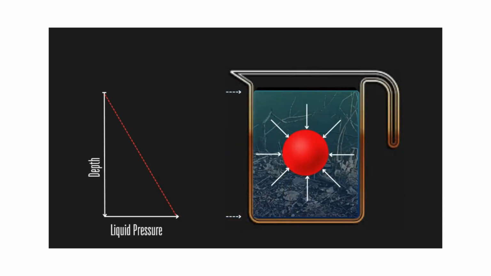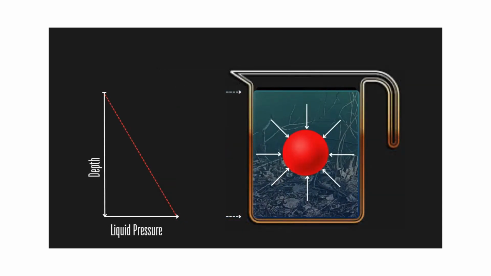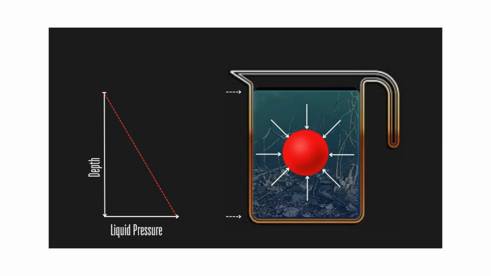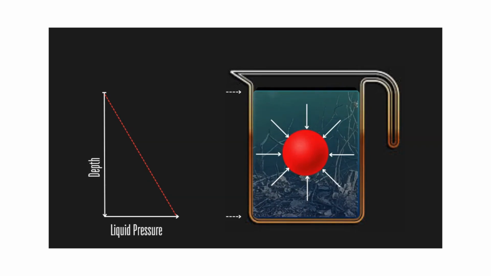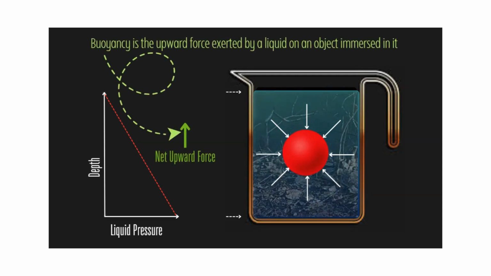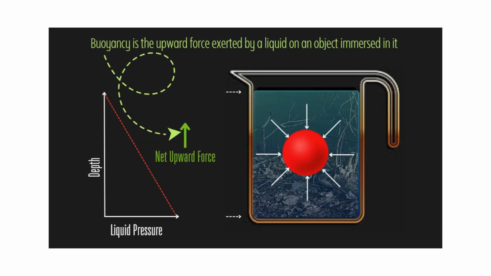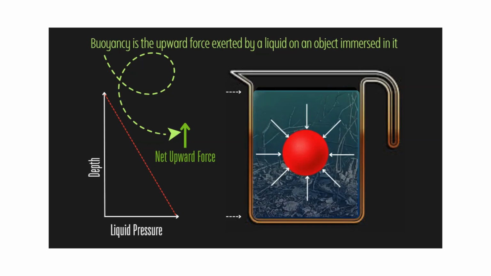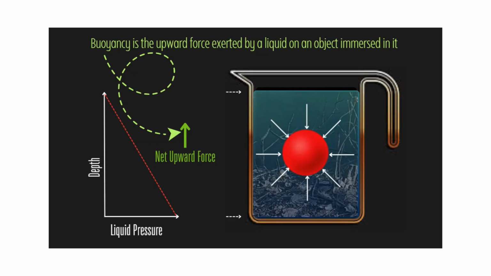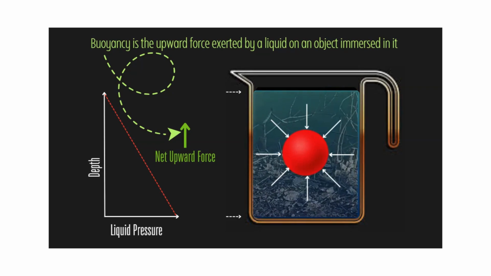Note that the liquid pressure increases with its depth and follows the physics law pressure equals rho g h. The higher the depth of the liquid, the higher the pressure. As a result, the object will experience a net upward force. Buoyancy is this net upward force exerted by a liquid on an object immersed in it.